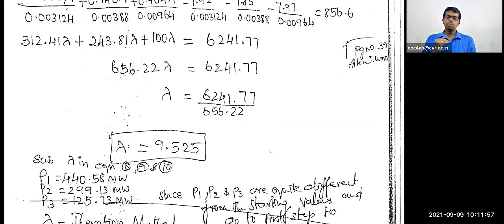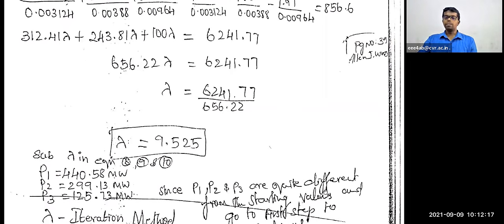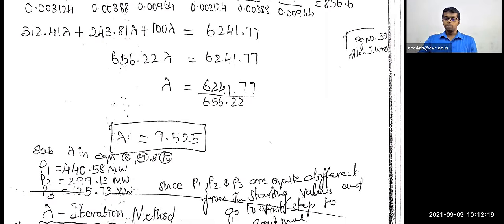If you go for 5 iterations, it will take 1 hour. So in the exam, stop up to 2 iterations, and clearly write the conclusion. In the conclusion, since P1, P2 and P3 are quite different from the starting values, we are further proceeding to the second iteration for verifying the answer. Like that, you need to write the conclusion.